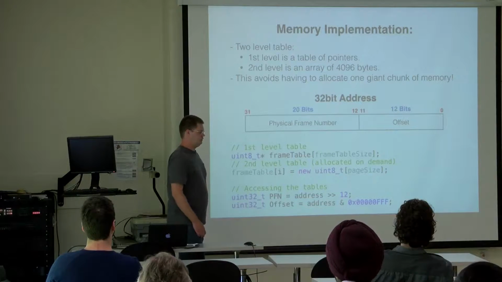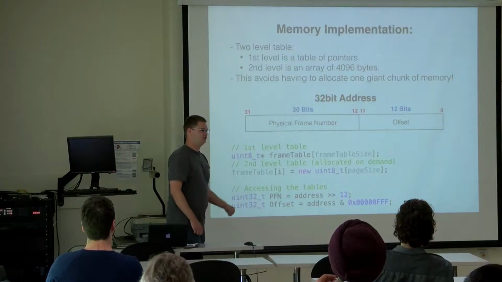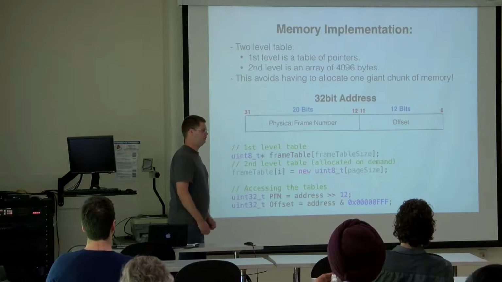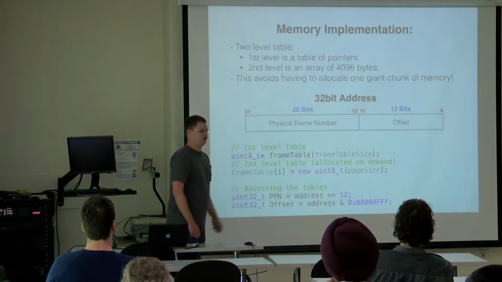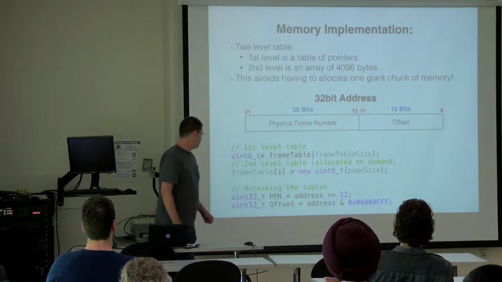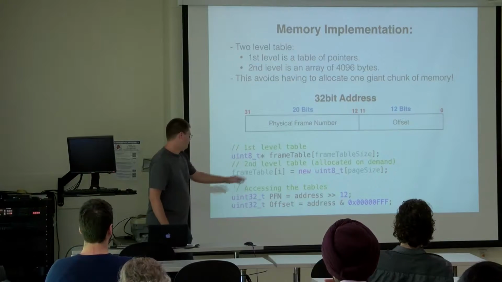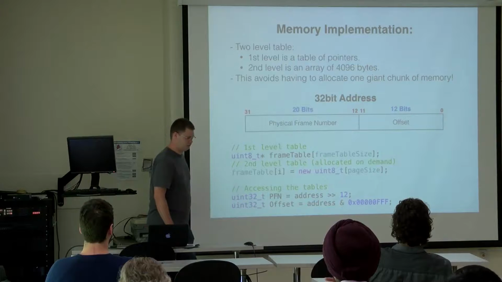And this allows you to avoid having to just allocate a giant like 500 megabyte array, which is really, really wasteful. This way you can actually allocate different chunks of memory on demand as they're actually addressed or stuff is loaded into them. And again, to access these tables is very, very simple. It's just some shifting and some bit masking.